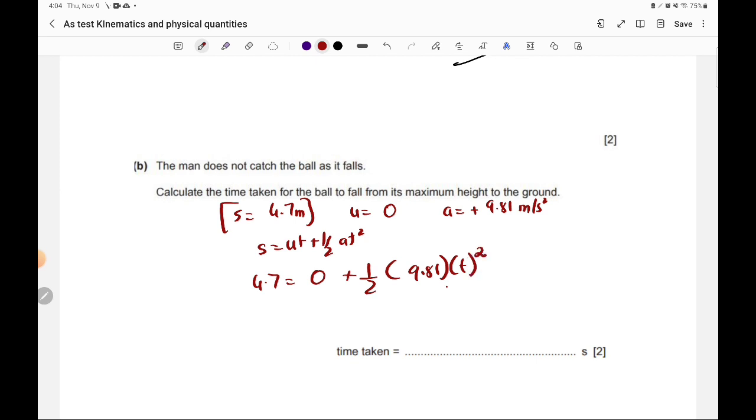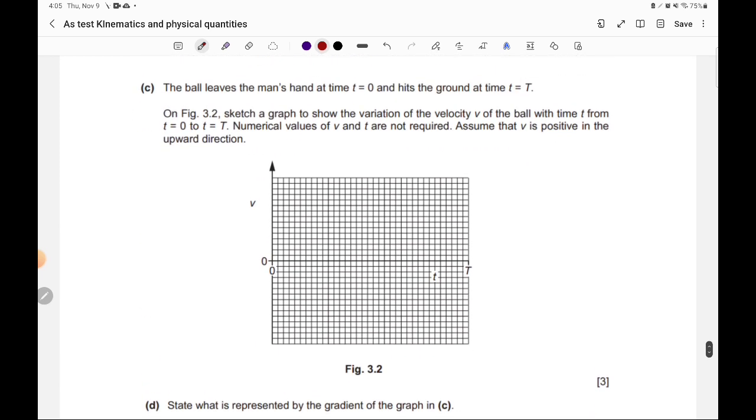This is going to be 4.7 multiplied by 2 divided by 9.81, and we are just going to be finding the square root of this answer, and the value is approximately t is equal to 0.98 seconds. So this is done. This was the easy part. Now let's move on to the next part.